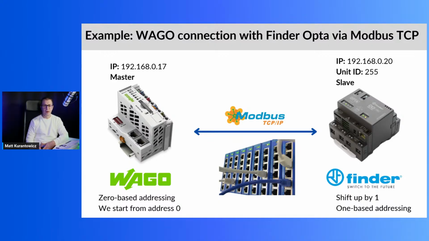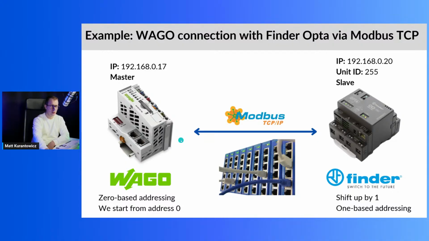What do we need to do first? Firstly, we need to establish an IP address for each device and configure each device as a master or a slave. In that configuration, the Wago PLC will be master, and the Finder Opta will be slave. What does it mean that the Wago PLC is master hardware? It means that the master creates a query for the slave. For example, the master can write some registers to the slave and read some registers.